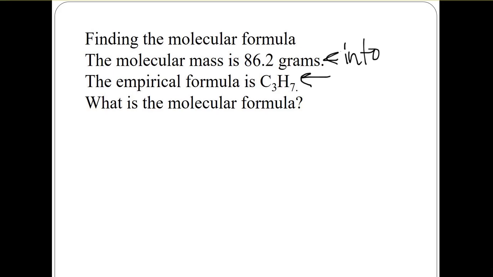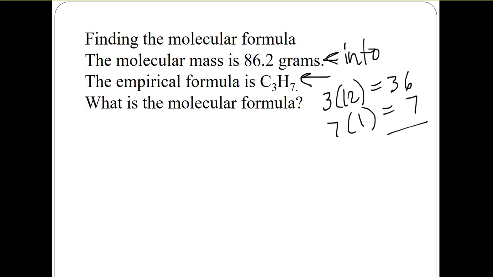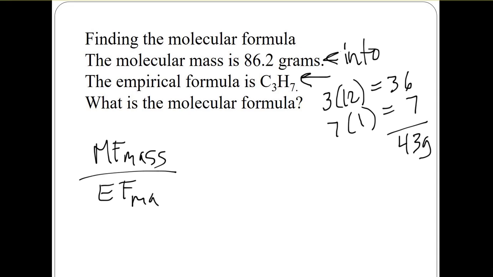And so what I'm going to do is add up my carbons and my hydrogens in my empirical formula. So I have 3 times 12, 36, and I have 7 times 1 is 7. So that gives me 43 grams. So how many 43 grams can I put into 86.2 grams? So you're going to put the molecular formula mass on the top, and you're going to put the empirical formula mass on the bottom. So I end up having 86.2 divided by 43.